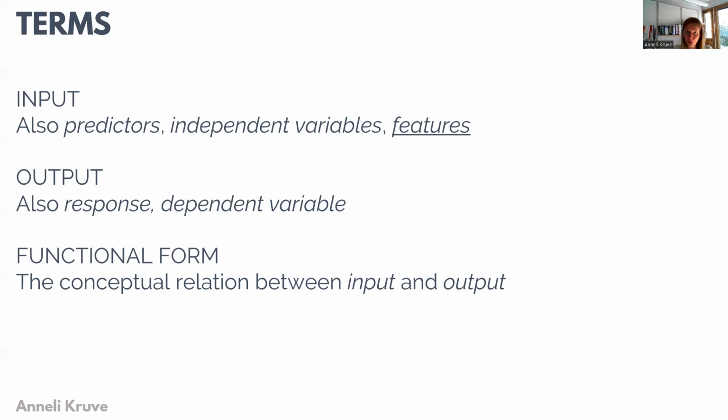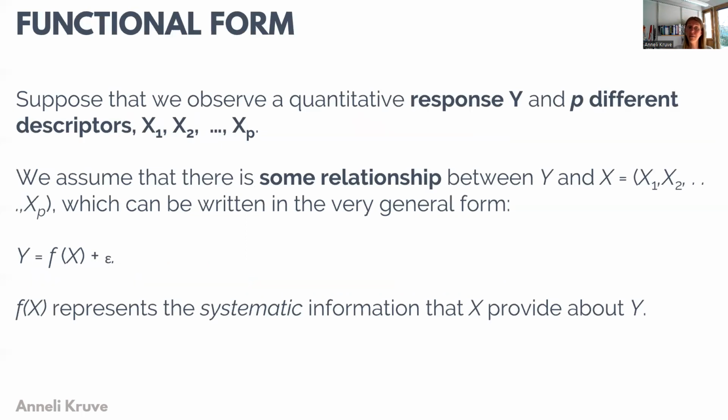And in addition to these two terms, there is also a functional form, and this is the mathematical conceptual relationship between the inputs and the outputs. So when we have a response that we are trying to describe, y, and we have a number of different descriptors, x1 to xp, that can describe the y, then the way they are related in our model is the functional form that we are using.